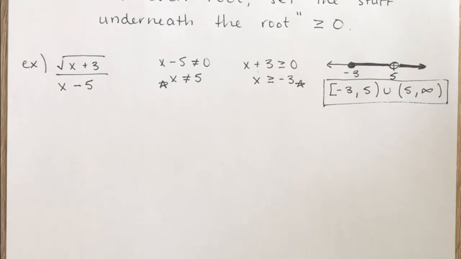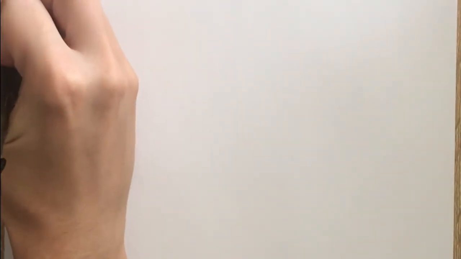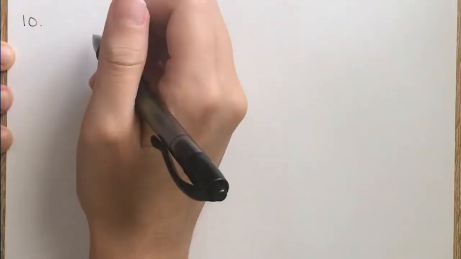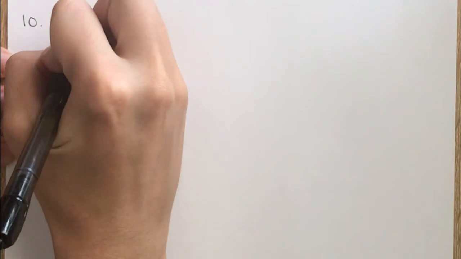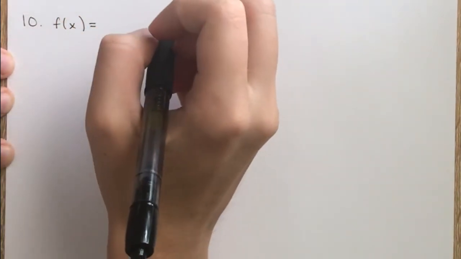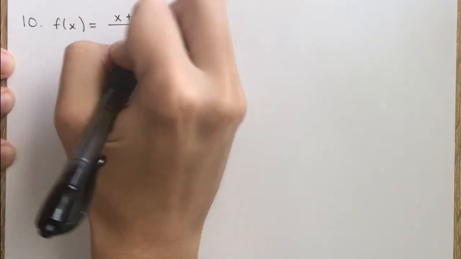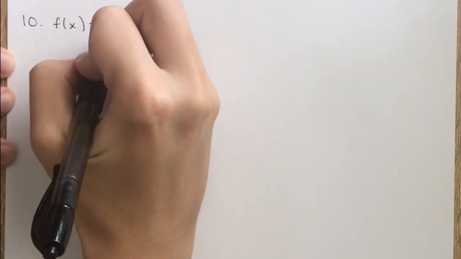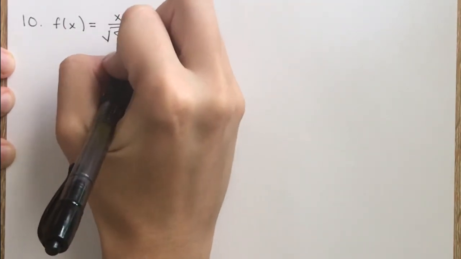Let's look at a couple more in the lab manual. This is number 10 in that same set of questions under domain of a function. So the first question here is f of x equals x plus 6 divided by square root of 8x minus 7.